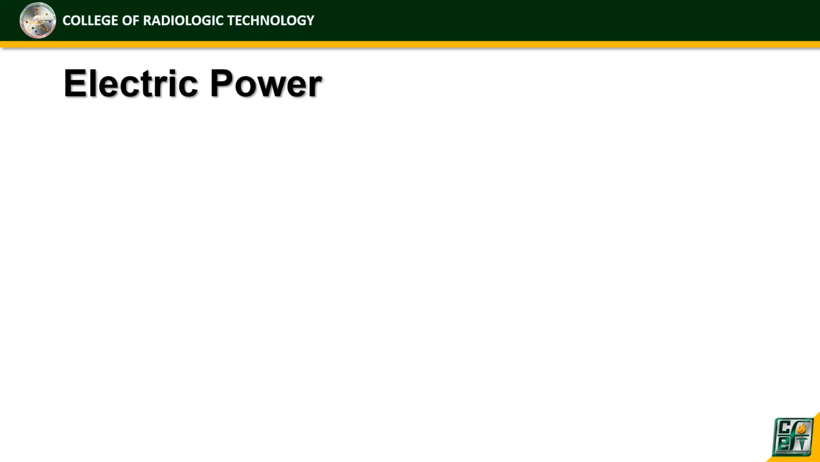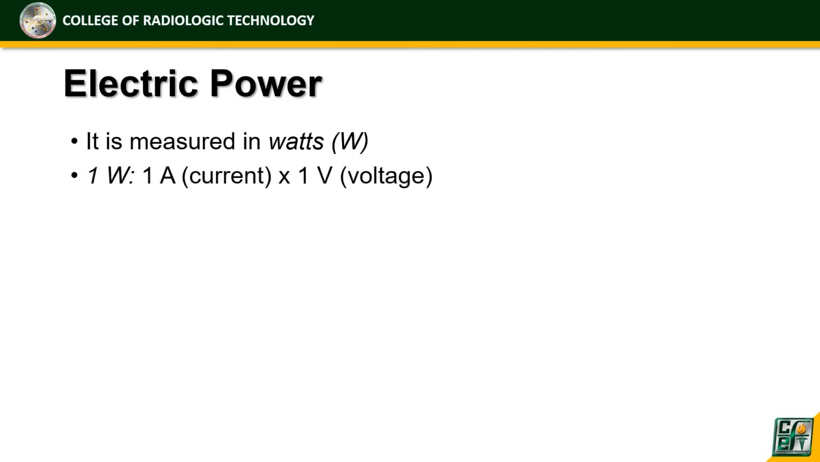Okay, now electric power. So it is measured in watts. 1 watt is equivalent to 1 ampere times 1 voltage. So thus the formula P equals IV, or equals I squared R.